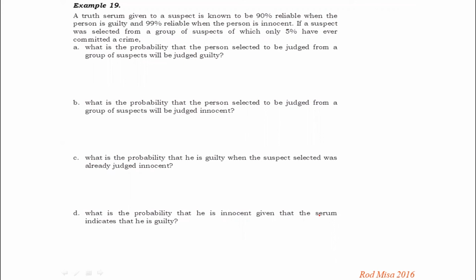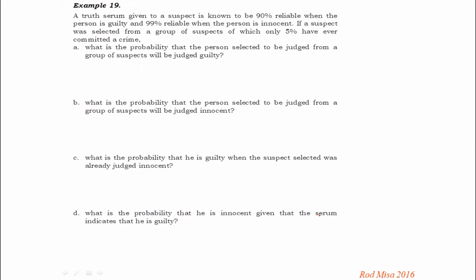Letter B. What is the probability that the person selected to be judged from a group of suspects will be judged innocent? Letter C. What is the probability that he is guilty when the suspect selected was already judged innocent? Letter D. What is the probability that he is innocent given that the serum indicates that he is guilty here?